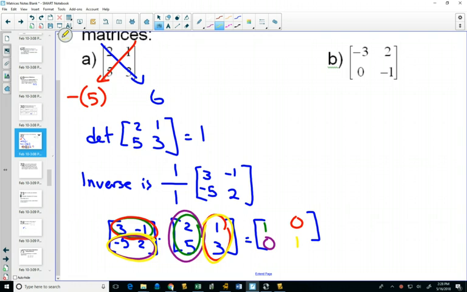So you know if you did your inverse right. Yeah, I guess you could check by multiplying them, but it is a little bit tedious.